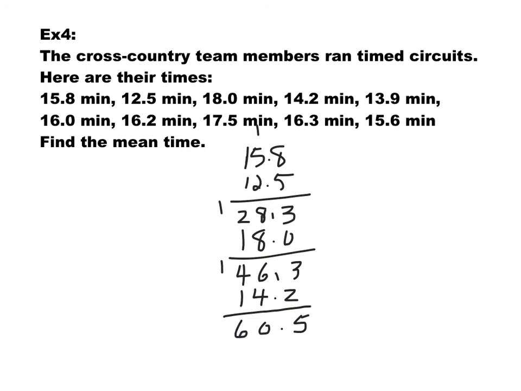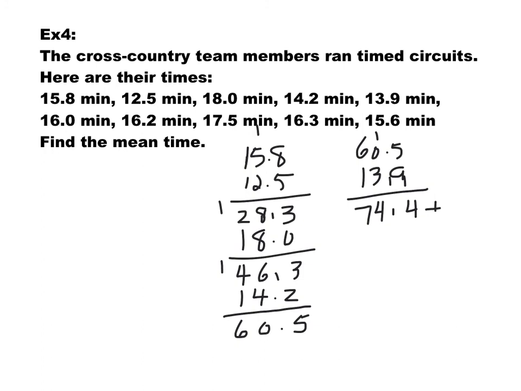Now we have to add 13.9 to 60.5. So 60.5 plus 13.9. 5 plus 9 is 14. 1 carried over. 1 plus 3 is 4. And 6 plus 1 is 7. So 74.4. Now we have to add 16 to it.